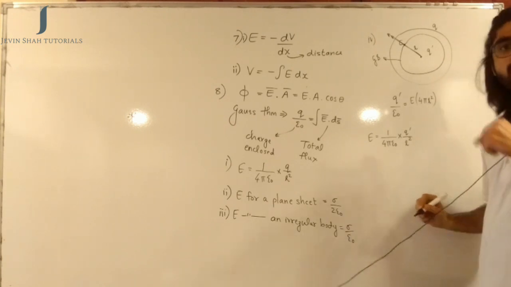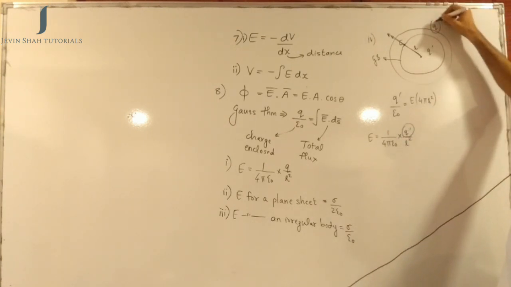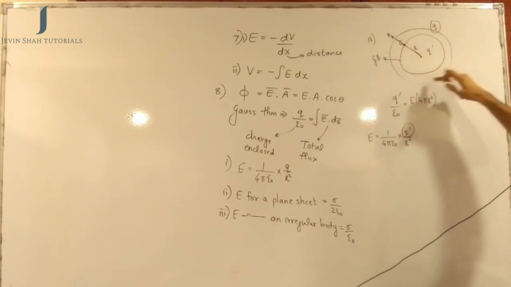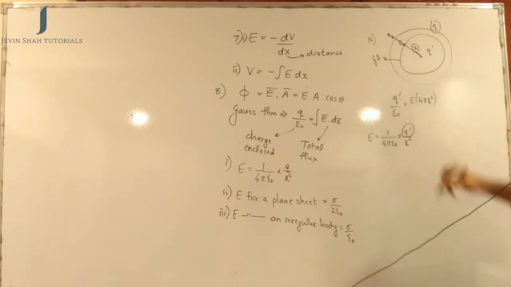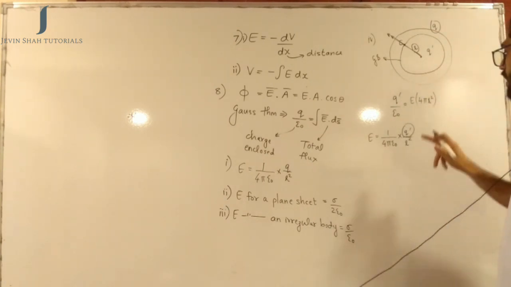Now our aim in this formula is to eliminate q dash and try to bring q in the formula. Because see, the question will tell us how much charge is there on the entire sphere, and they will give us the value of r. They will not tell us what is q dash. Finding q dash is our job. So how to find q dash?